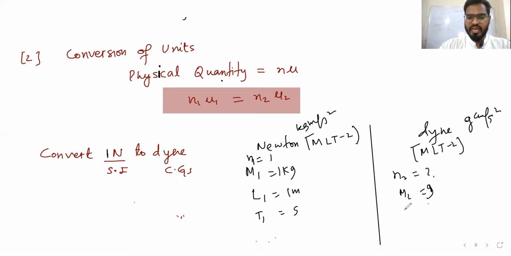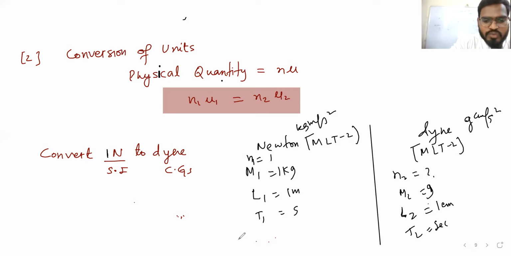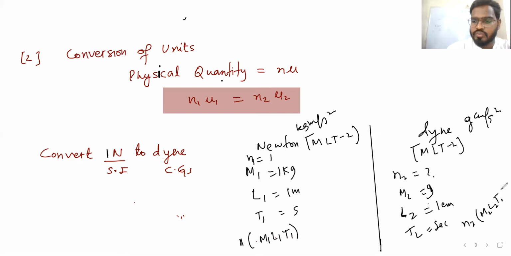And then L2 is 1 centimeter. Time is second. Okay, so let's see how we'll convert this. If you write here, n1 is 1, into M1 L1 T1 units, right? And here we write n2 into M2 L2 T2. That is what we want to find: n2.